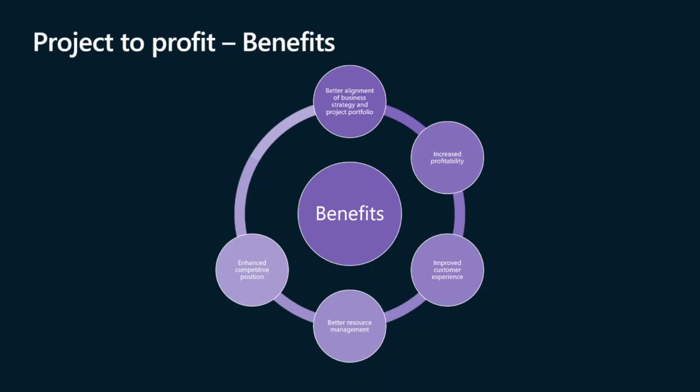Continuous monitoring of profitability allows project-oriented organizations to stay ahead of competitors. They can adapt to market change and customer needs, differentiating themselves effectively. Greater operational agility and flexibility. The Project to Profit process fosters agility and flexibility. Organizations can swiftly respond to market dynamics, customer requirements, and emerging opportunities, maintaining a competitive edge.